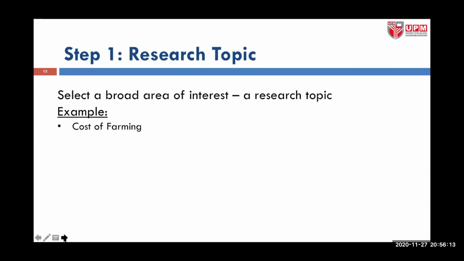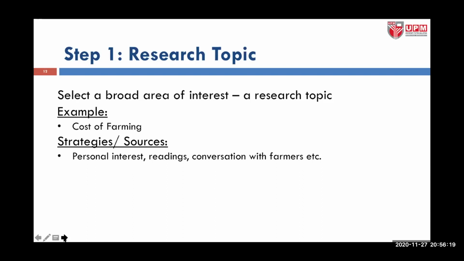And an example here is the cost of farming. You want to look at the cost of farming, the strategy or the sources. It can come from your personal interest. It may come from your reading, literature review. You may also conduct interviews or conversations with farmers, etc. So, establishing a broad area of interest. If you look back at the K chart, it is basically the general title, right?